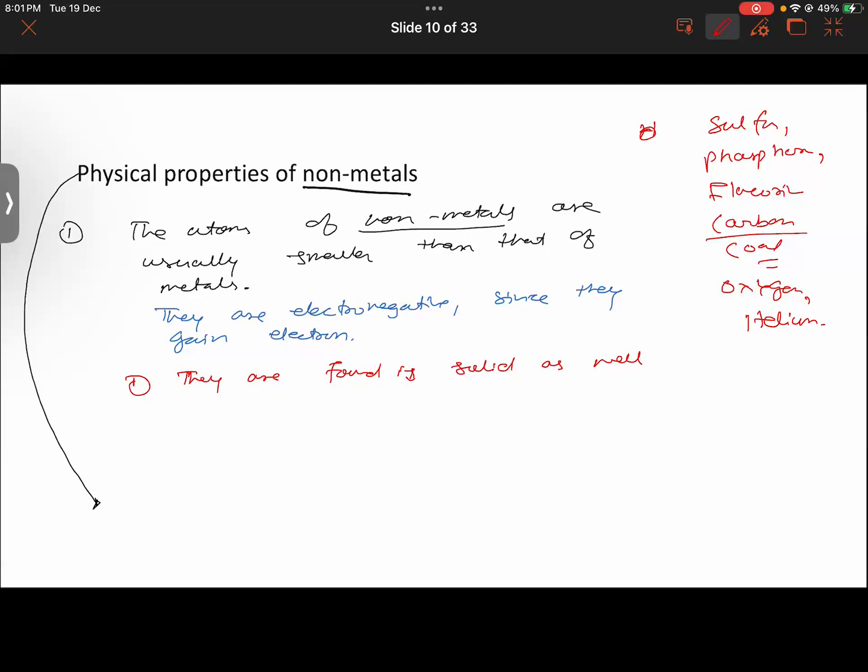So they are found in solid as well as gaseous state. And one of them is found in liquid state also. Now we know that in the case of metals, except mercury, all of the metals were in solid state at room temperature. Right? Yes, sir. Now in the case of non-metals, take examples like sulfur, phosphorus, fluorine, or carbon, or oxygen, or helium.